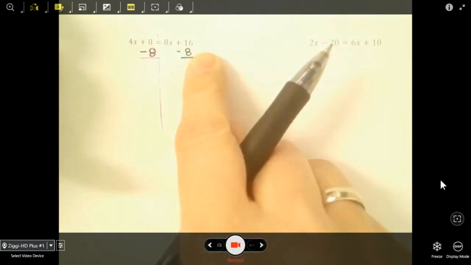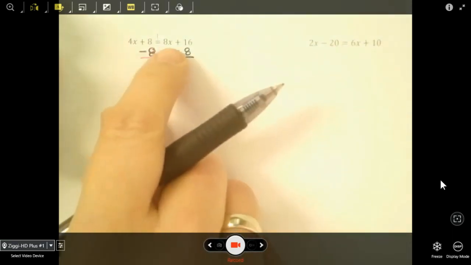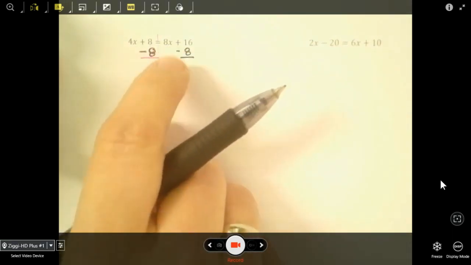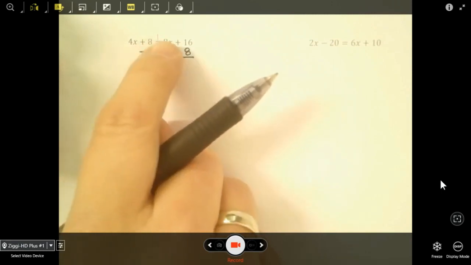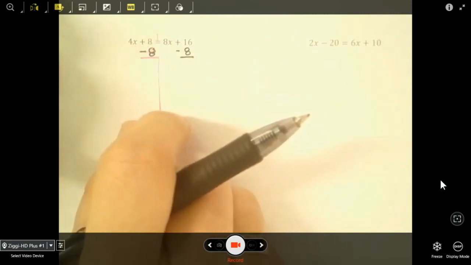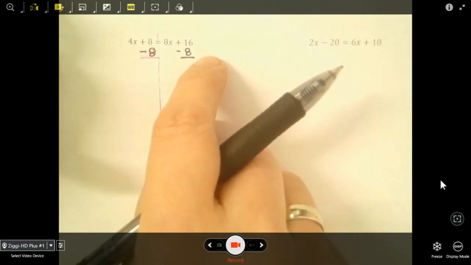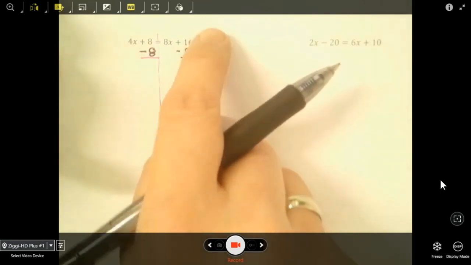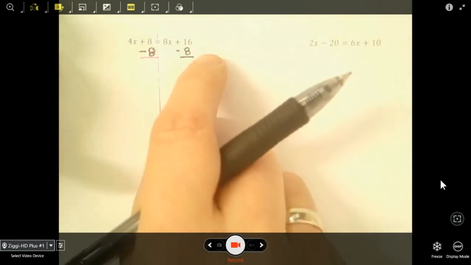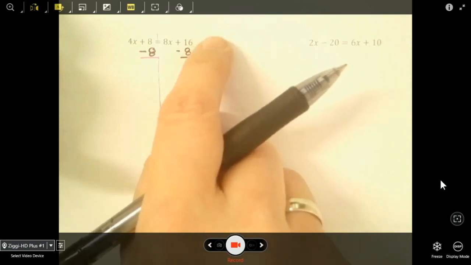So let me do that with my black pen. And I also subtract 8 from here. Now I want you to notice when I subtracted it from the right side, notice I did not subtract it from the variable, because we cannot subtract a constant from a variable because they are not like terms. We have to subtract like terms from each other, or add them for that matter. So in this case, the like term is the one without the variable, right?